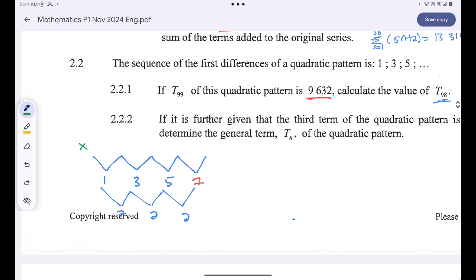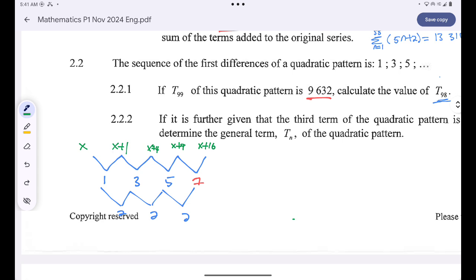If the first term of the quadratic number pattern is equal to x, for me to find the next term, I just need to say x plus 1. Are you together? And then for the next term, I'll say x plus 1 plus 3, which gives me x plus 4. And then x plus 4 plus 5, this is just x plus 9. And then x plus 9 plus 7, that's just x plus 16. So these represent the first 5 terms of our quadratic number pattern.